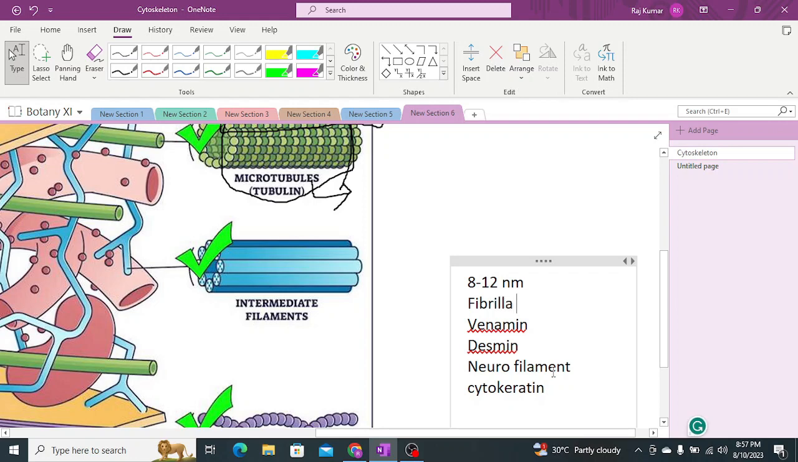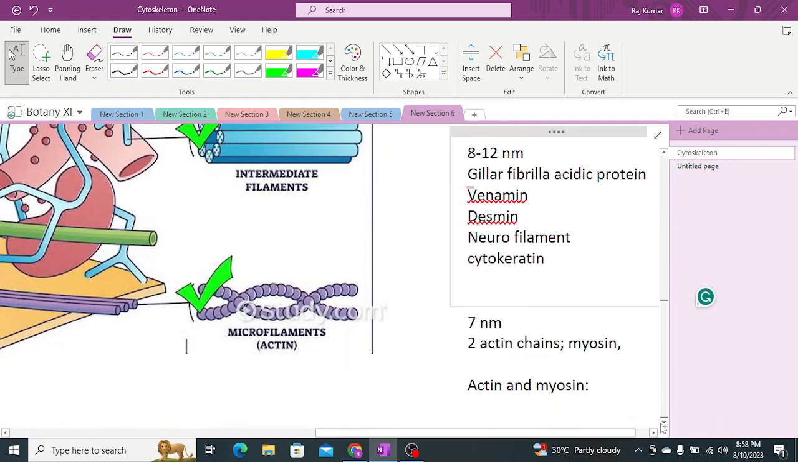glial fibrillary acidic protein, also known as GFAP. And these five types of protein constitute the intermediate filament.